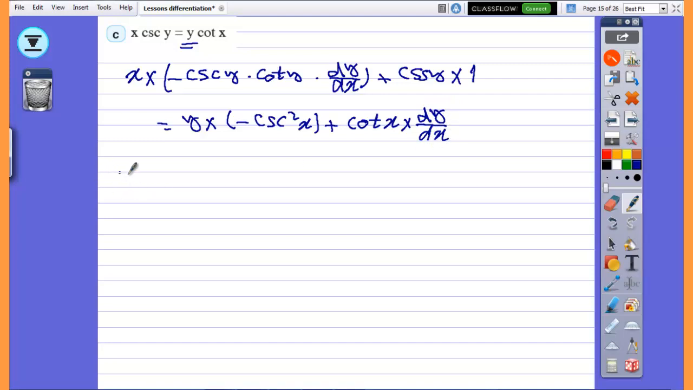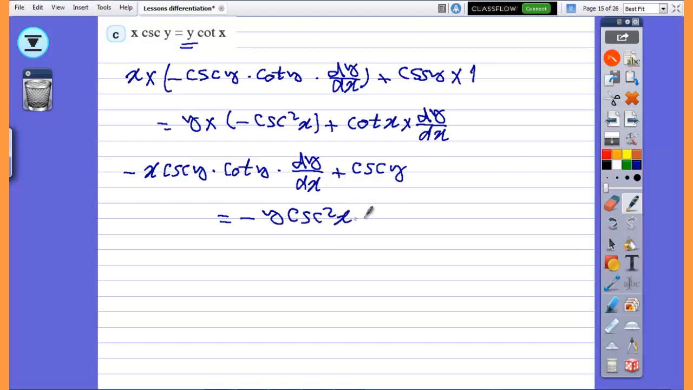And then we simplify both sides, so we will have negative x cosec y cot y dy/dx plus cosec y equals negative y cosec square x plus cot x dy/dx.